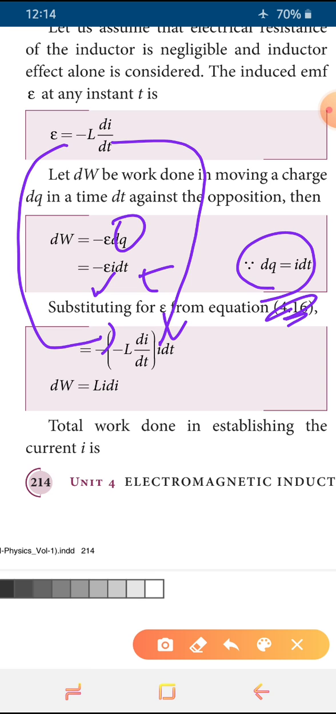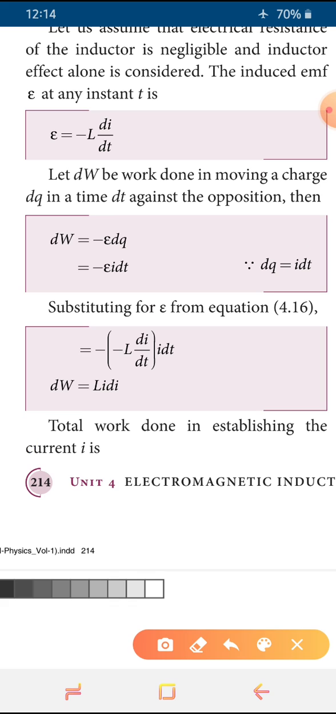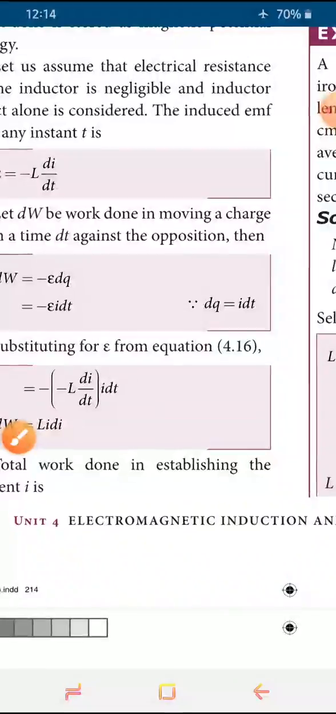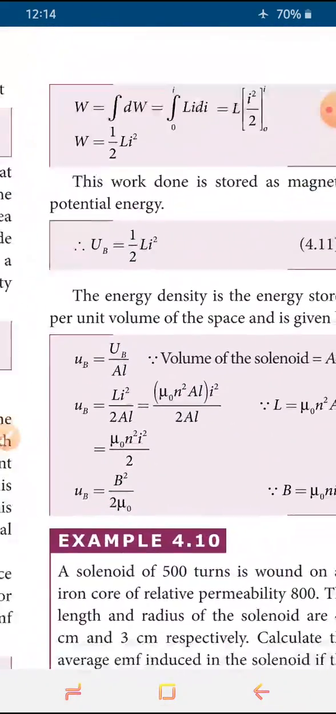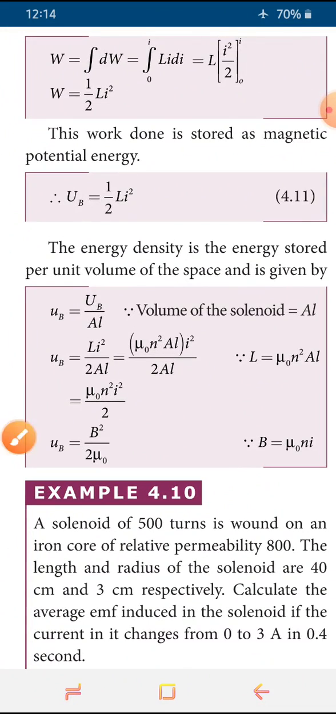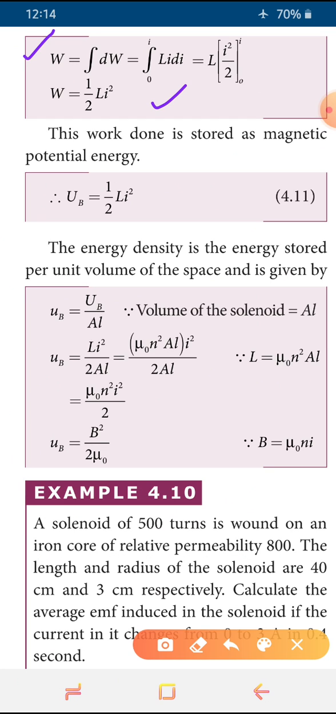See the next step: minus into minus becomes plus. Then dt and dt get cancelled, and we get dW is equal to Li di. The total work done in establishing the current I can be written with the help of integration. This dW is for small work done, and the maximum work done is W is equal to integration dW, integration 0 to I of Li di, which is equal to L of I square divided by 2, from 0 to I.